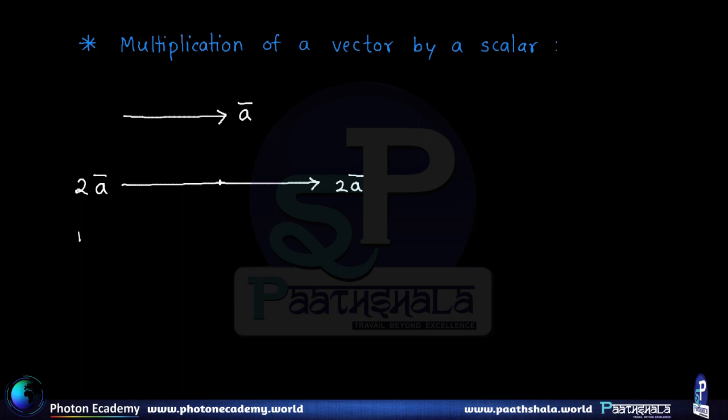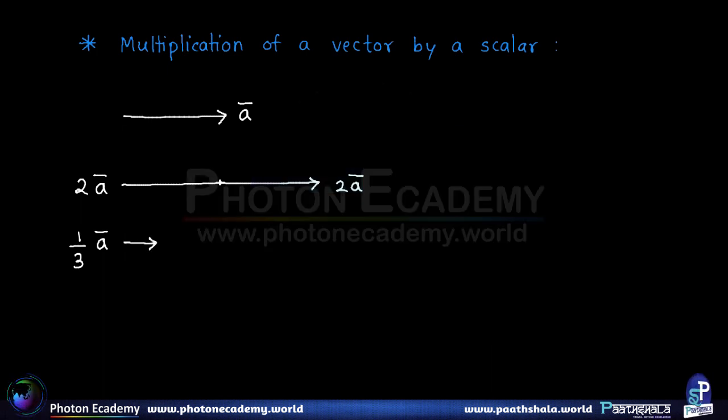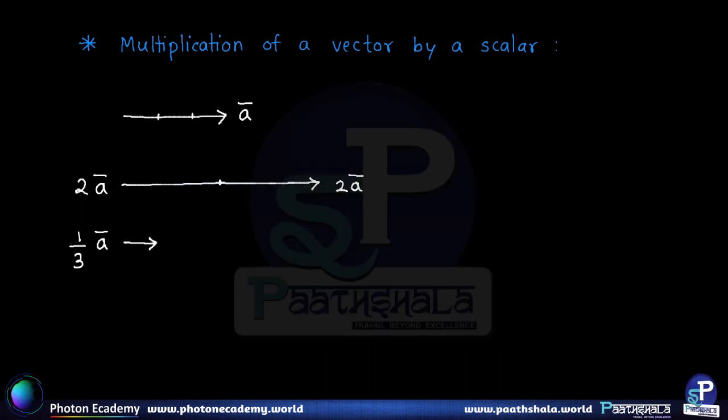So it's like I have stretched a vector by a factor of 2. Suppose I want to multiply that vector by 1 by 3, of course the original vector. So basically what it means is I will have compressed the original vector by a factor of 1 by 3. So that is the meaning of multiplication of a vector by a scalar. Now let us summarize some of the important results based on addition, subtraction and multiplication of a vector by a scalar. So these are the very important laws that we have to use in many situations.